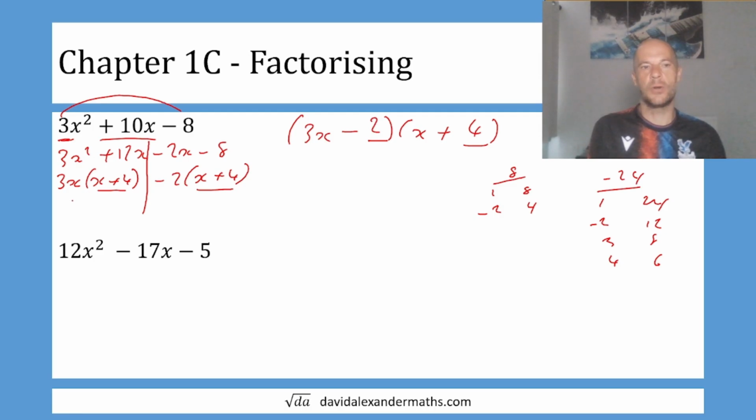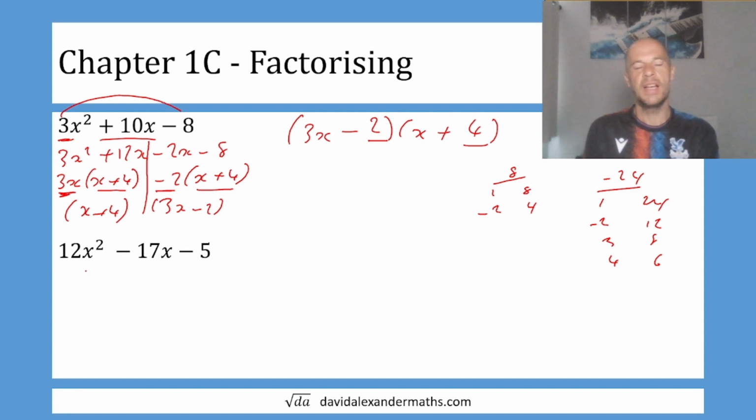So x plus 4, that is one of the factors. And the other factor is 3x take 2. Of course we knew that already, we've already factorised it, but that's another way of doing it. Let's look at another example.